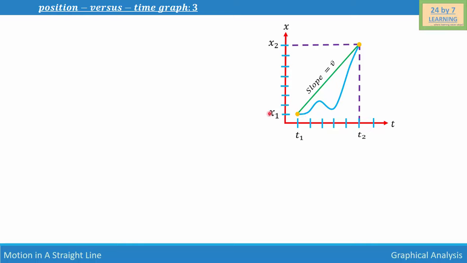Now if we want to find the change in the position, what we need to do? We need to find the difference between x2 and x1, and that will be delta x. At the same time, we can also find the change in time, which will be delta t.